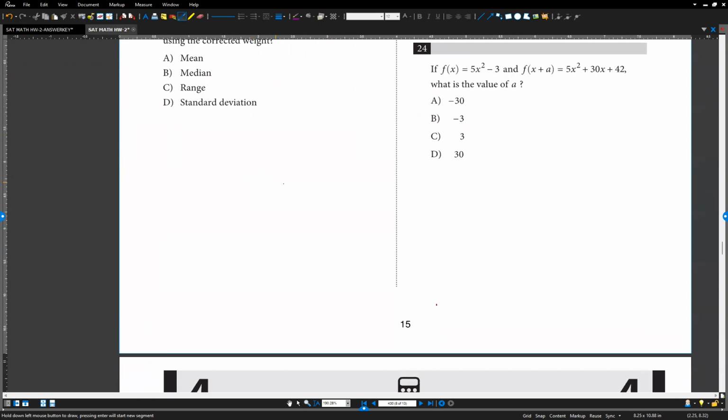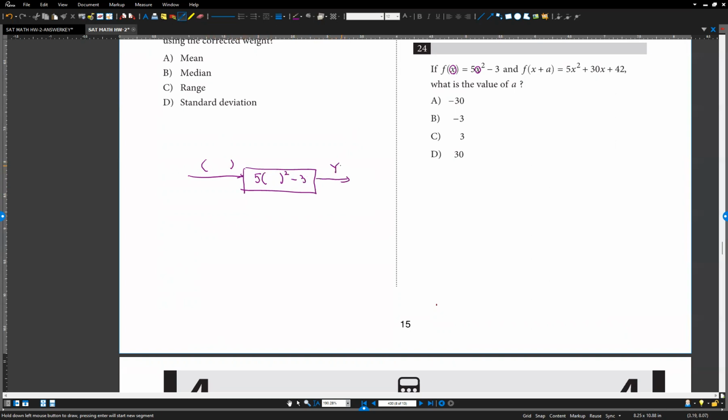All right, number 24 then. F of x equals 5x squared minus 3. This is the input. The system looks like this: when you have an input over here, you square it, multiply by 5, so 5 times the input squared, and then minus 3, and you get the output.